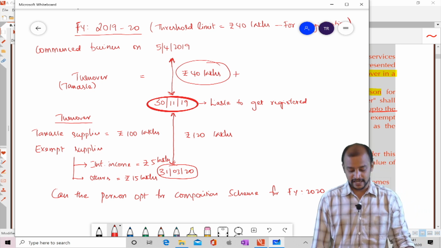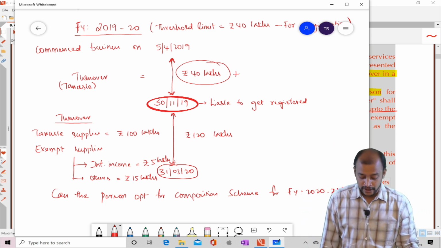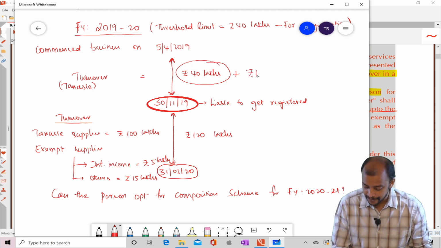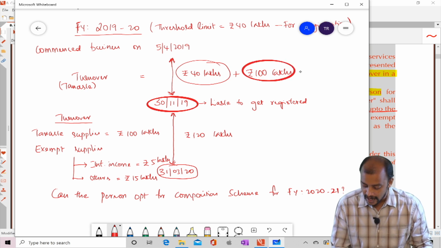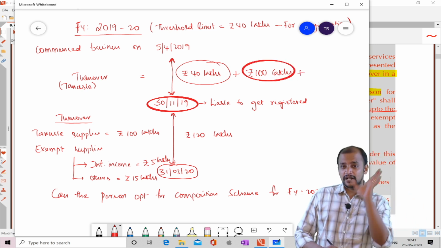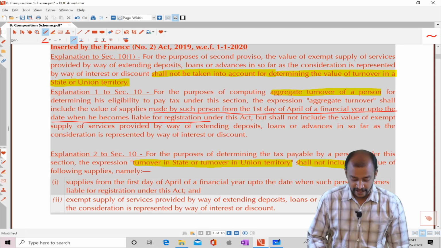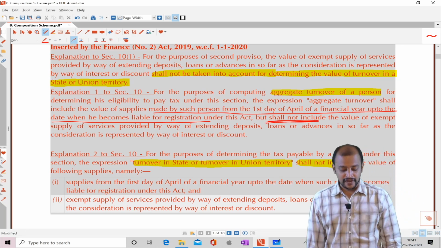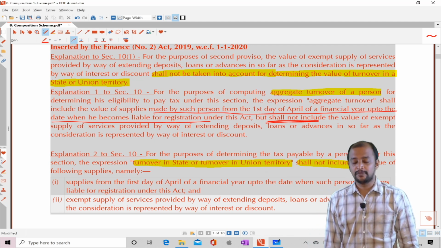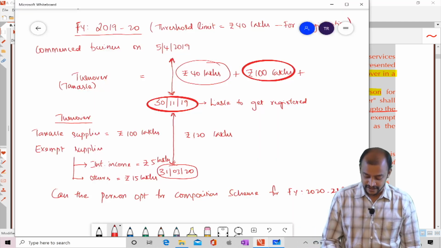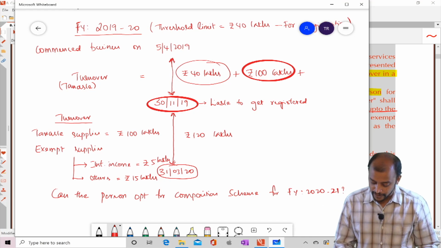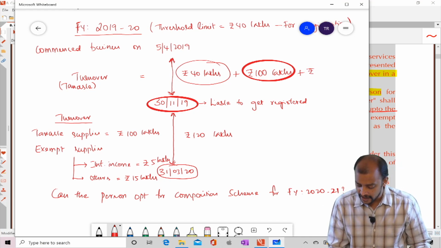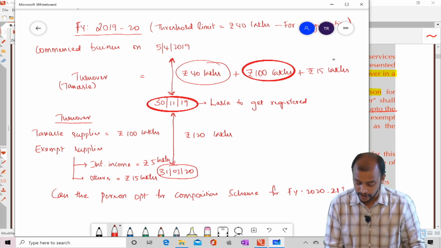Plus we have another turnover of 100 lakhs. Count 100 lakhs; taxable turnover should be taken. And next, exempt turnover, please see what is the point given. But shall not include the value of exempt supply of services provided by way of extending deposits, loans or advances. So interest income will be excluded, which means that only 15 lakhs should be taken. We should not take 5 lakhs. Interest income should not be taken.